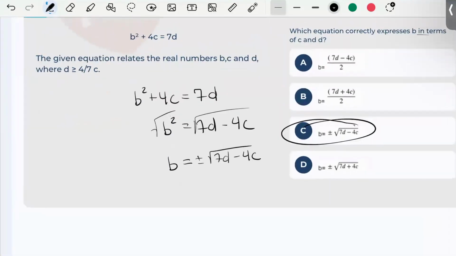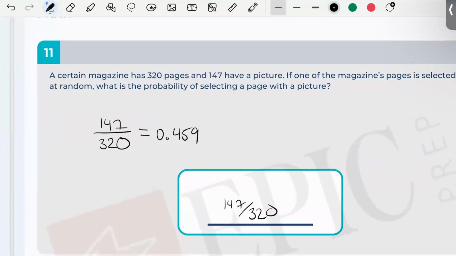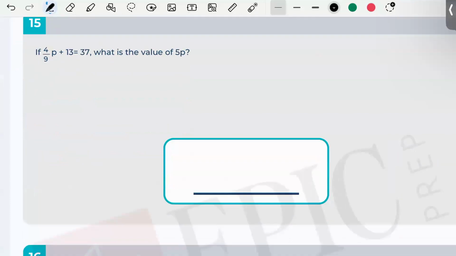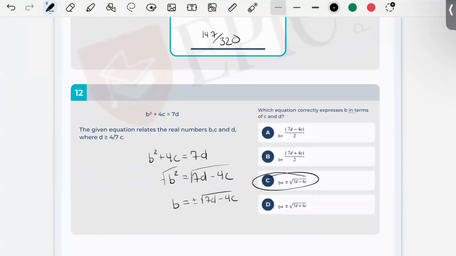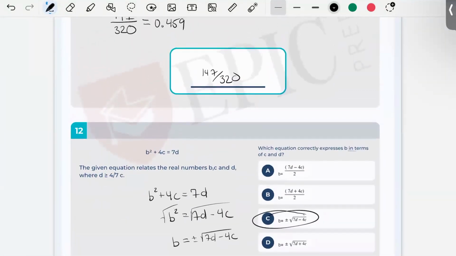Okay. So continuing, wait, 11 and 12. Hold on, I'm missing a page. A moment.